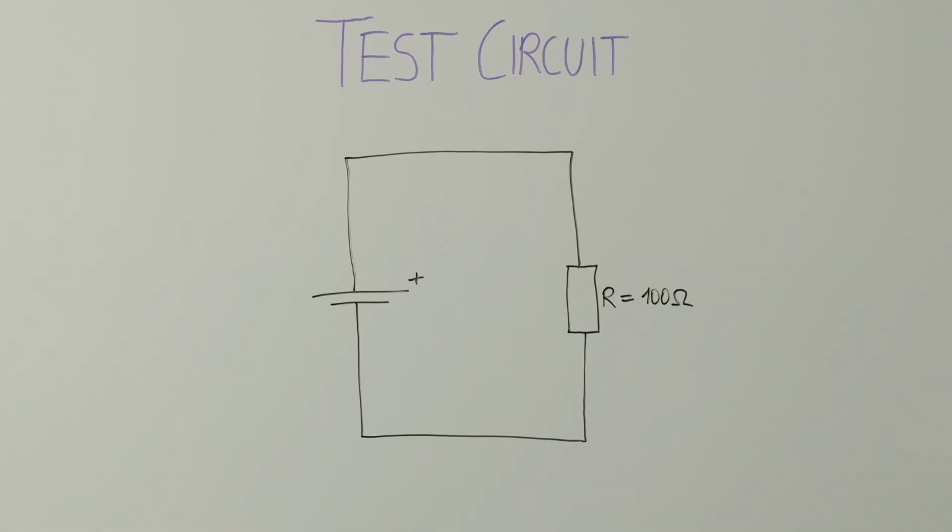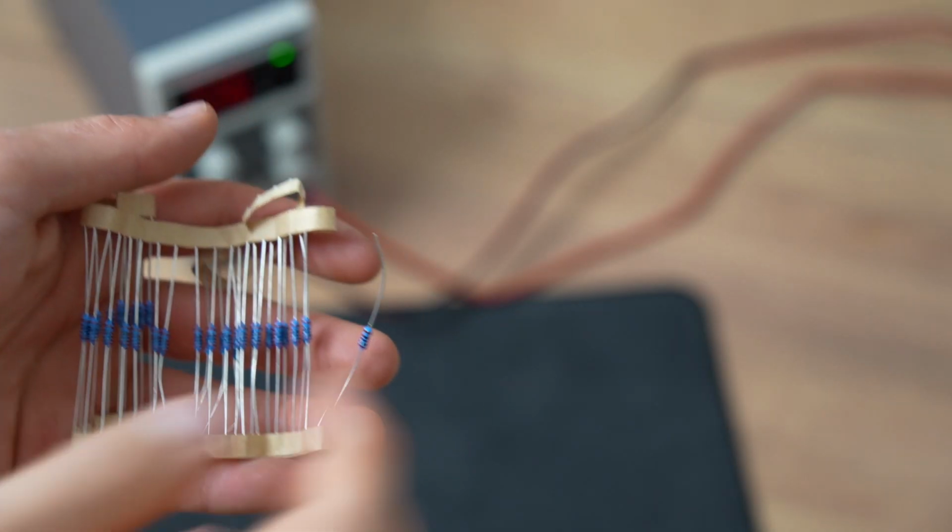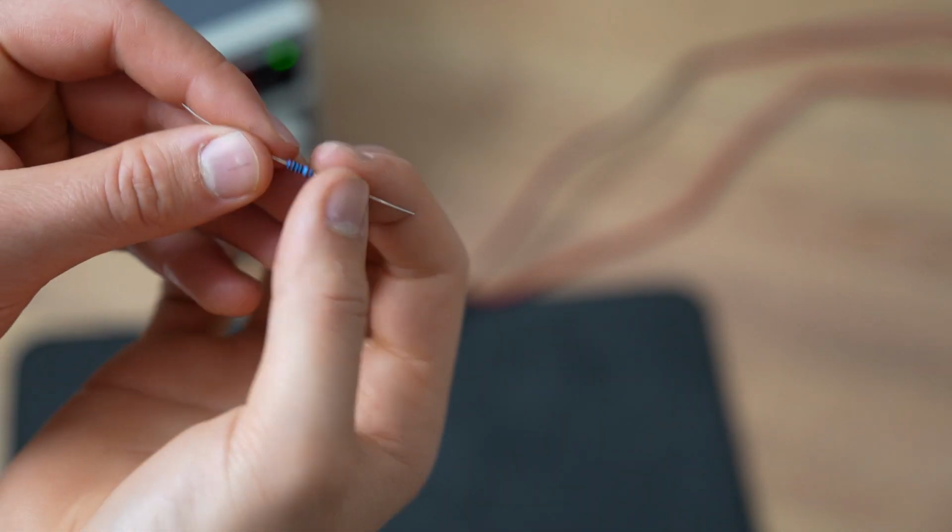Now let's create a test circuit. This time we supply a voltage of 9 volts with a lab bench power supply and use this resistor with 5 rings right here. Now first we have to determine the resistor's value.